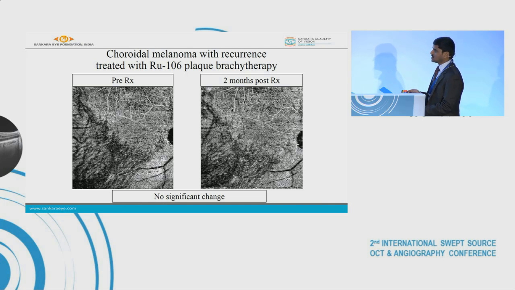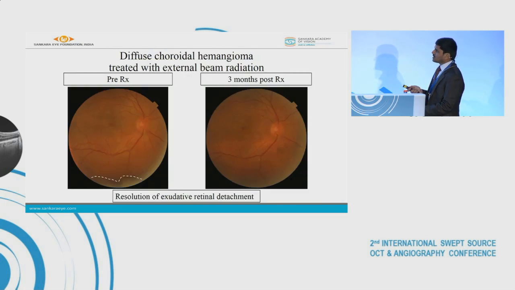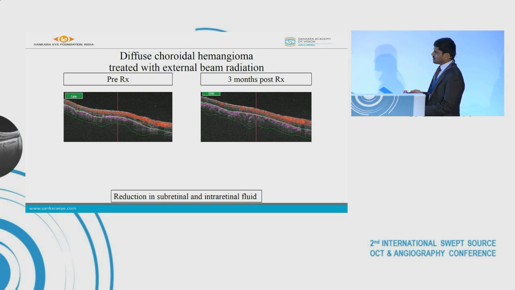So this is a case of diffuse choroidal hemangioma with exudative retinal detachment, which was treated with external beam radiation therapy. This is the pre-treatment photograph, and this is the post-treatment photograph. We can see that the exudative retinal detachment has resolved. And again, it is confirmed on OCT.